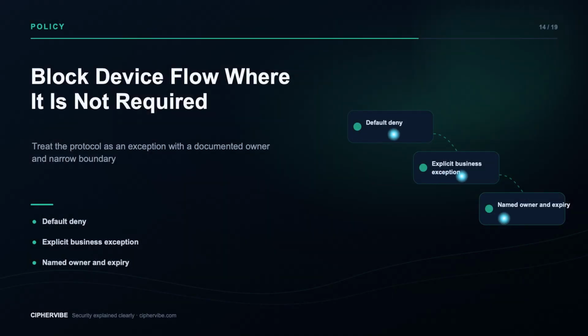Microsoft recommends allowing device code flow only where necessary and blocking it wherever possible. If a legitimate dependency exists, scope the exception narrowly by users, resources, device conditions, and trusted locations supported by the platform. Give every exception an owner, purpose, review date, and removal plan.